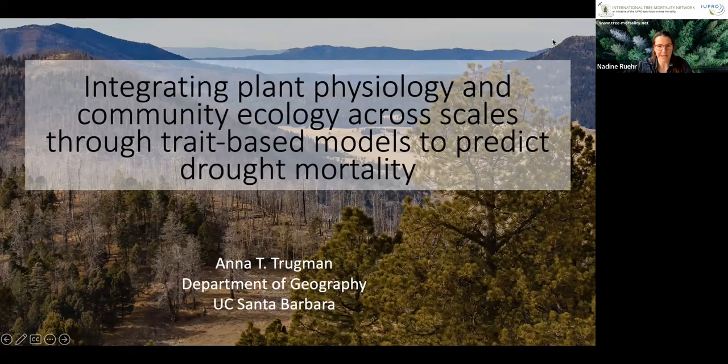So we are very, very happy to have Anna Trugman with us today here. And Anna is an assistant professor at UC Santa Barbara. And this year she also won the Tansley Medal Award by New Phytologist. She did her PhD at Princeton University and a postdoc at University of Utah. Anna will talk about plant physiology and how this is integrated into tree mortality today.